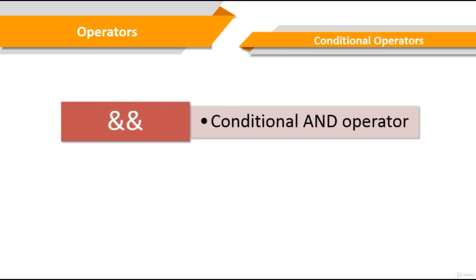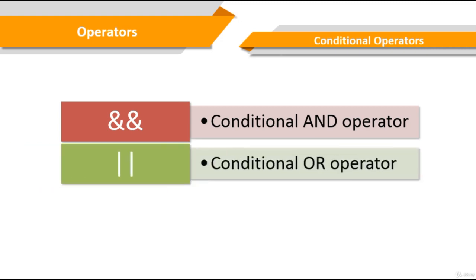Conditional operators. Conditional operators are used for checking multiple conditions together. So why don't we have a look and see what we can understand about conditional operators. Conditional AND operator. This operator is represented by the symbol ampersand ampersand. In this operation, the result is true if both operands are true. This operator doesn't check the second condition if the first condition is false, right? It'll check the second condition only if the first one is true.